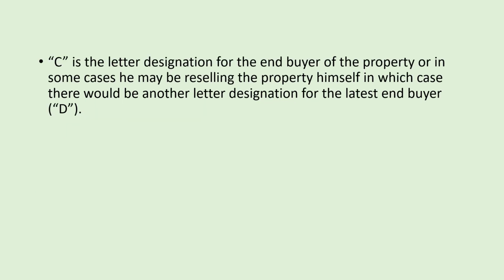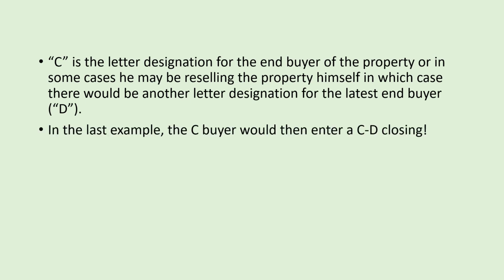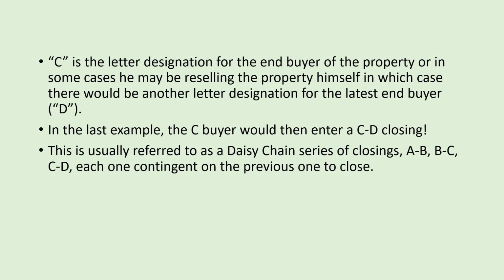C is a letter designation for the end buyer of the property, or in some cases he may be reselling the property himself, in which case there would be another letter designation for the latest end buyer, D. In the last example, the C buyer would then enter into a C to D closing. This is usually referred to as a daisy chain series of closings, A to B, B to C, C to D, each one contingent on the previous one to close.